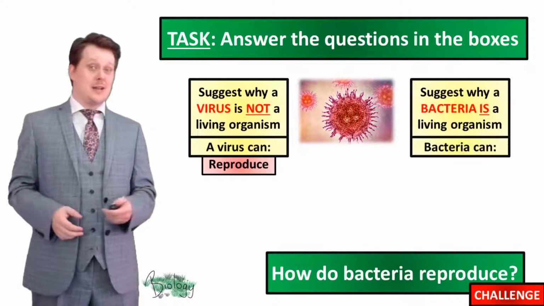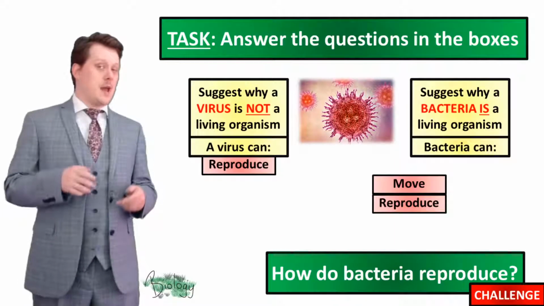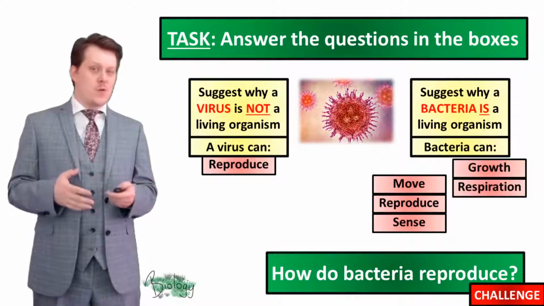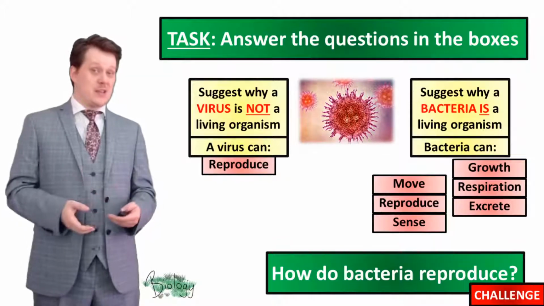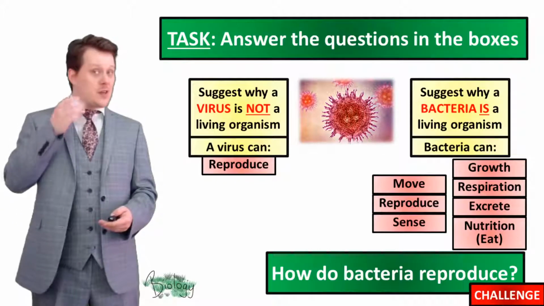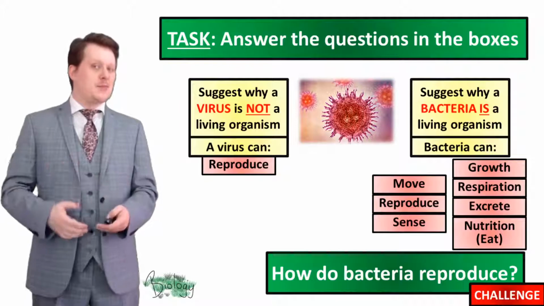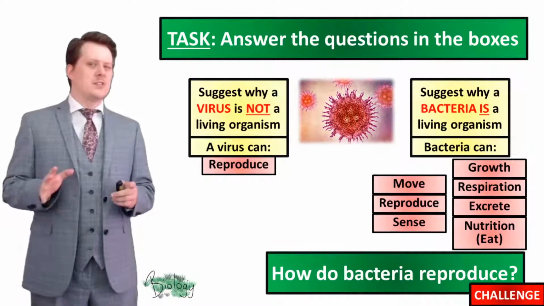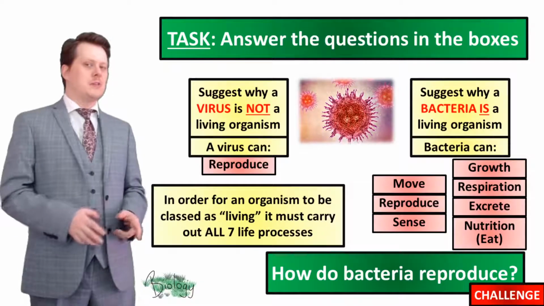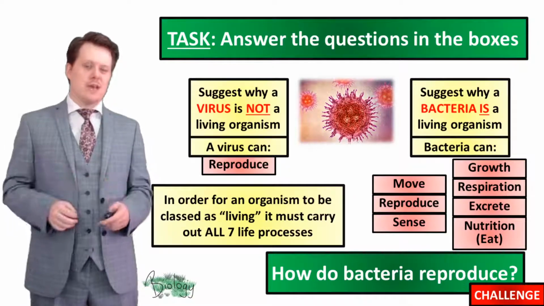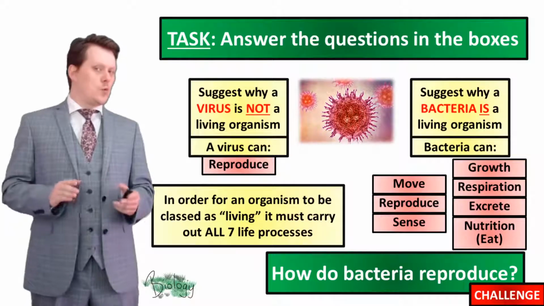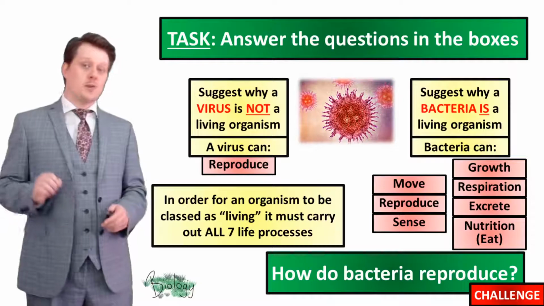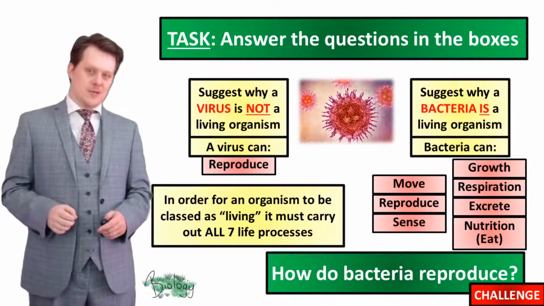Now let's compare that to our bacteria cell. A bacteria cell can move, they can reproduce, they can sense things, they can grow, they can respire, they excrete things, and they excrete things because they require nutrition and they break them down and make waste products. And so a virus is not considered a living organism because it does not carry out all 7 of the life processes, whereas a bacteria is classified as a living organism because it carries out all 7 life processes.